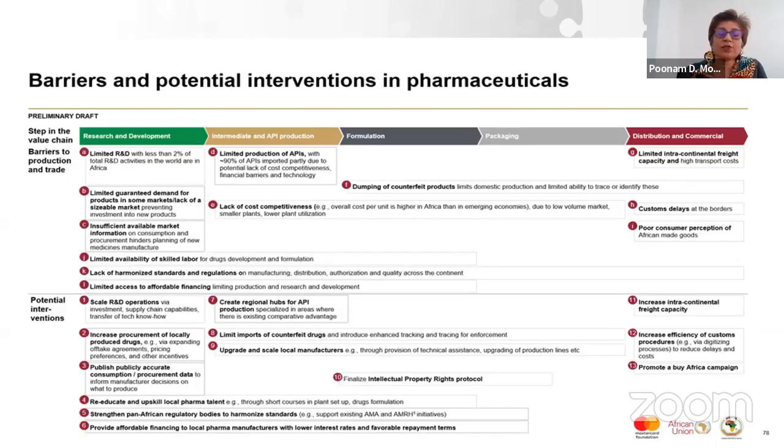The barriers and potential interventions in the pharmaceutical sector also, I've heard of it from various speakers, dumping of counterfeit products, for example. We have heard about R&D and the upgrade that is needed here of the local manufacturers. I think that speakers have said a lot about this. So that's why, again, I'm going very fast, Chairperson, on these slides.